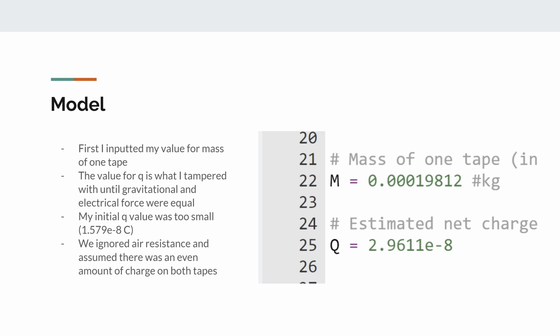The model. First, I inputted my value for the mass of one tape, which I got by using the approximate length of the tape. The value for Q is what I tampered with until gravitational and electrical force were equal. My initial Q value was too small. I used 1.579 times 10 to the negative 8th coulombs, the value I got from lab 1. In this model, we ignored air resistance and assumed there was an even amount of charge on both tapes.